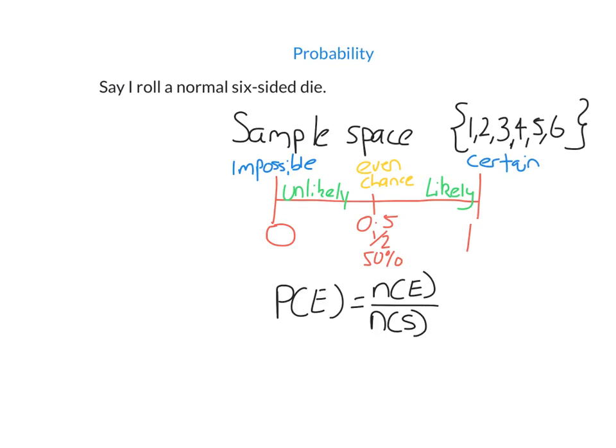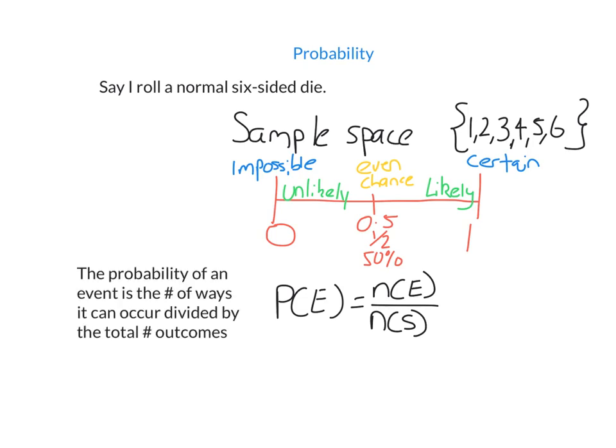NS is the total number of outcomes, or the total number of outcomes in the sample space. So that's how we figure out the probability. Let's make sure we get the notation right. If I write probability of 6, it means there is 1 six on the die out of 6 outcomes in total.